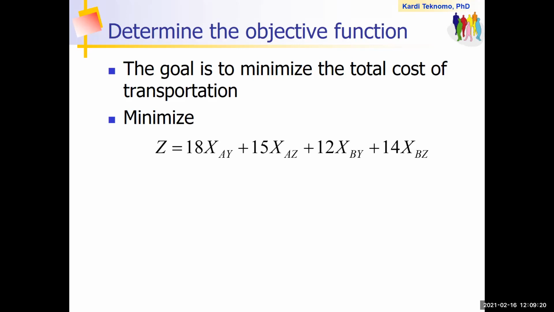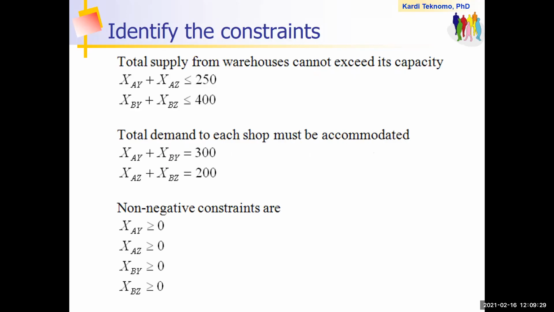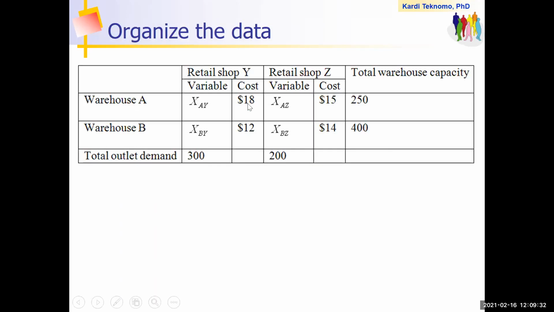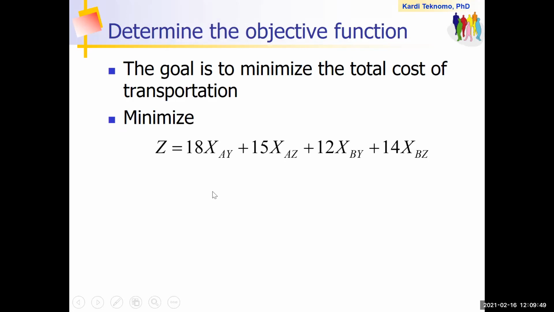The goal here is to minimize the total cost of transportation. So how do you get the total cost? Of course, you go to the table from a while ago. The total cost is the unit cost, which is 18, multiplied by the variable XAY, 15 multiplied by the variable XAZ, 12 multiplied by the next variable, and then you sum all of this. Then you get the objective function here.